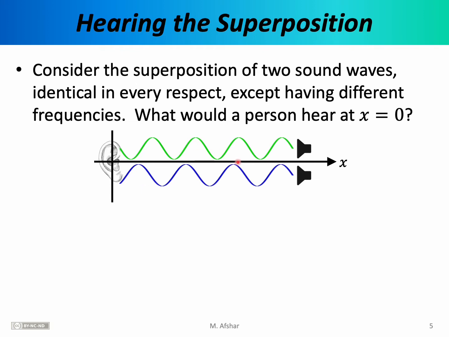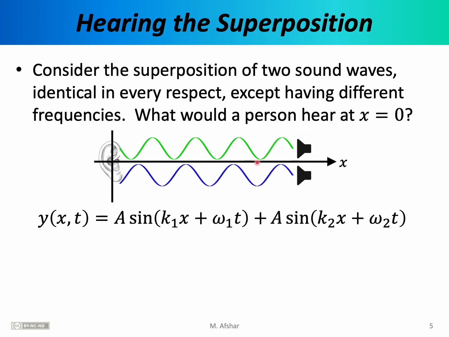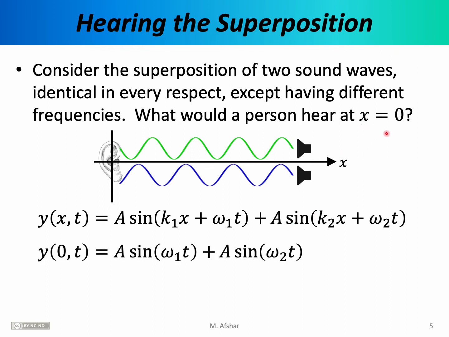The two waves are identical in every respect, except one of the audio speakers is generating waves with, let's say, a slightly higher or lower frequency. The person can be standing anywhere, however, we're going to choose x equals 0 only because that choice will make some of our mathematical calculations a little bit easier to perform. So what we have here is the superposition of two sinusoidal functions. We could convert this sum into a product, however, before doing that, let's substitute x equals 0. So k1x becomes 0 and k2x becomes 0. So now the superposition, the sound that this person hears, is going to be described by this function.